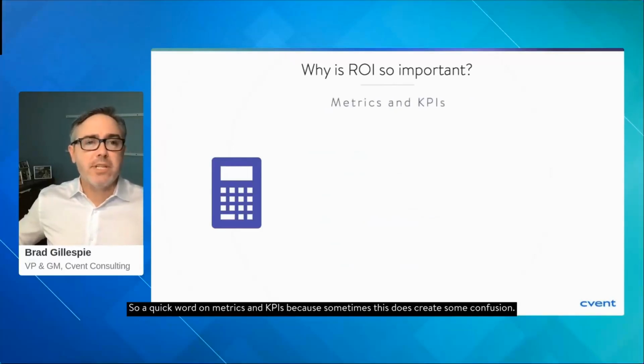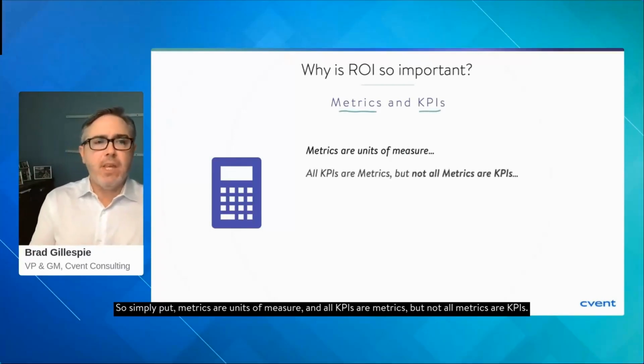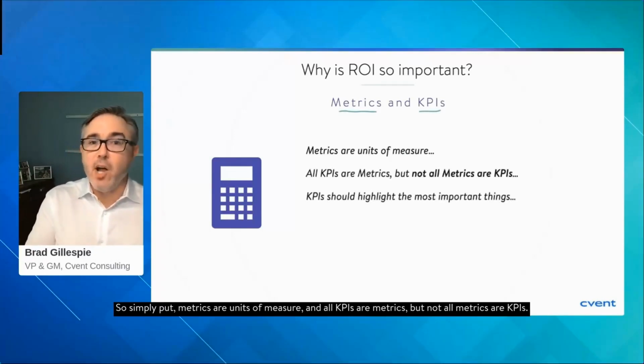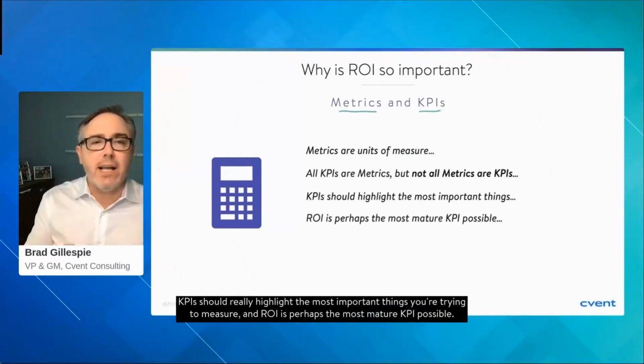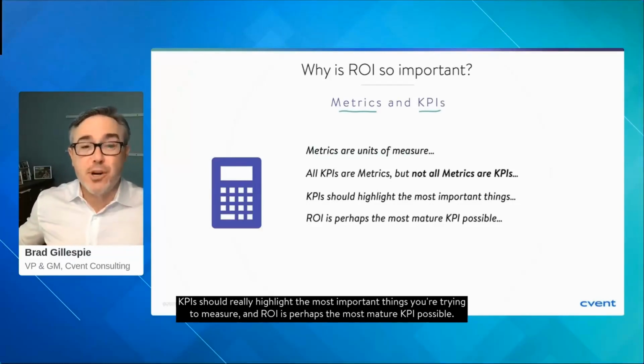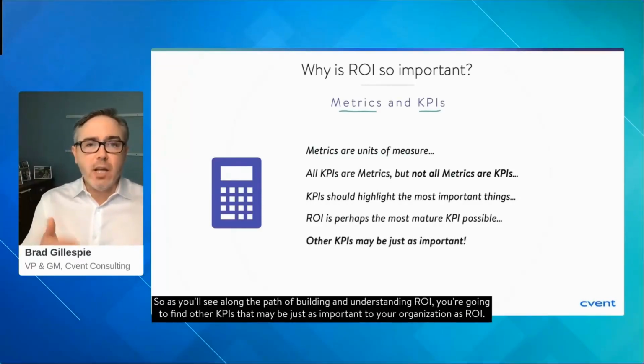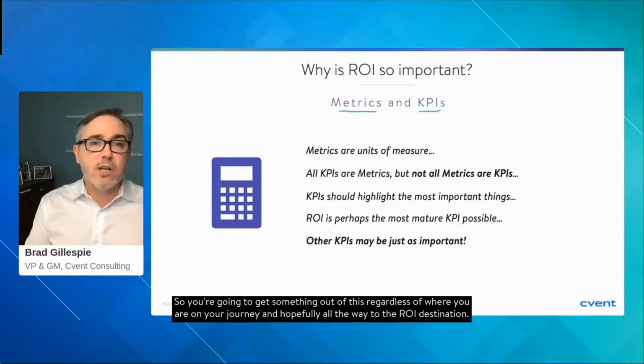So a quick word on metrics and KPIs, because sometimes this does create some confusion. Simply put, metrics are units of measure. And all KPIs are metrics, but not all metrics are KPIs. KPIs should really highlight the most important things you're trying to measure. And ROI is perhaps the most mature KPI possible. So as you'll see along the path of building and understanding ROI, you're going to find other KPIs that may be just as important to your organization as ROI. So you're going to get something out of this regardless of where you are on your journey, and hopefully all the way to the ROI destination.